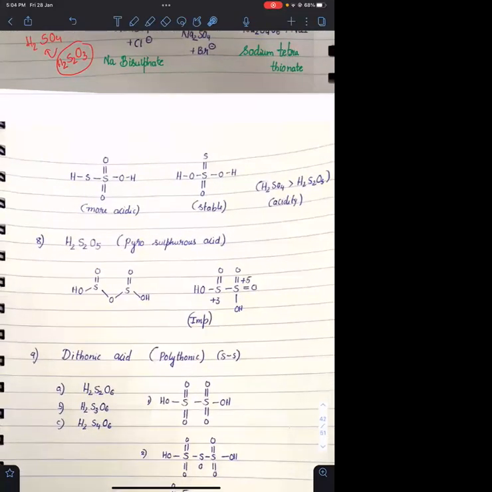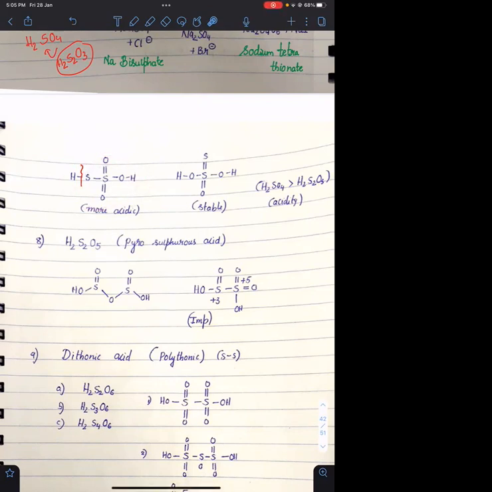I have drawn the structure of thiosulfuric acid. If you are having SH, you can also have OH. We discussed this in the last lecture. If you are having SH, this will be a stronger acid because for elements belonging to the same group, you need to see the size. Greater the size, less will be the bond energy, and H positive can come off easily. So if you are having SH, it will be more acidic.